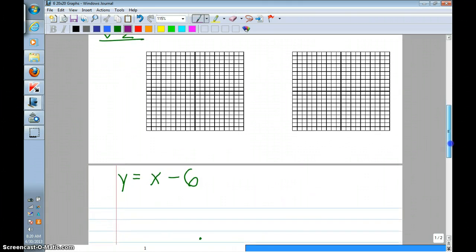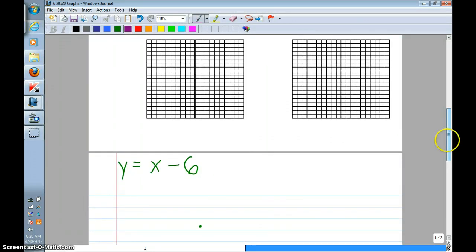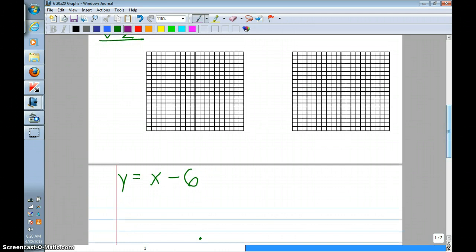The first line was y equals x minus 6. That's already in mx plus b form, so I'm going to graph it. I'm going to go down 6. 1, 2, 3, 4, 5, 6. And then my slope's up 1 over 1, up 1 over 1, up 1 over 1, up 1 over 1. Okay, so I'm going to connect that there.